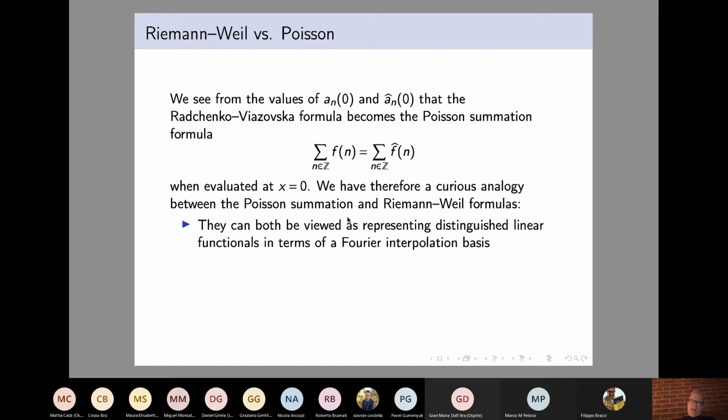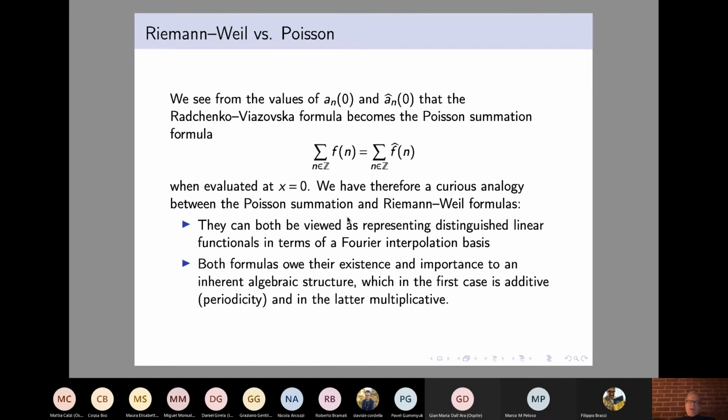So again, now we have a curious analogy between the Poisson summation and Riemann-Weil formulas. You can view both of them as representing certain distinguished linear functionals in terms of a Fourier interpolation basis. And you can also think of these two formulas as owing their existence and importance to an inherent algebraic structure, which in the first case you could say is additive.